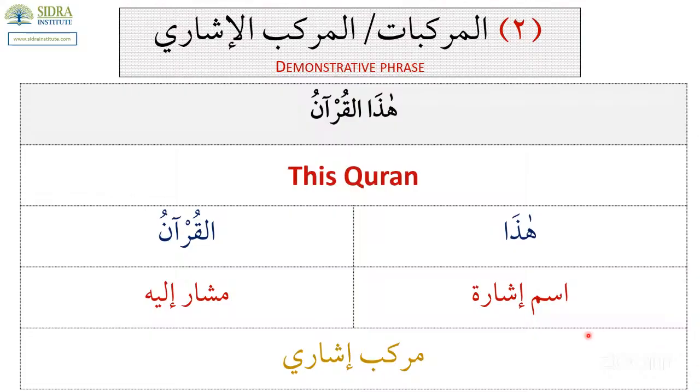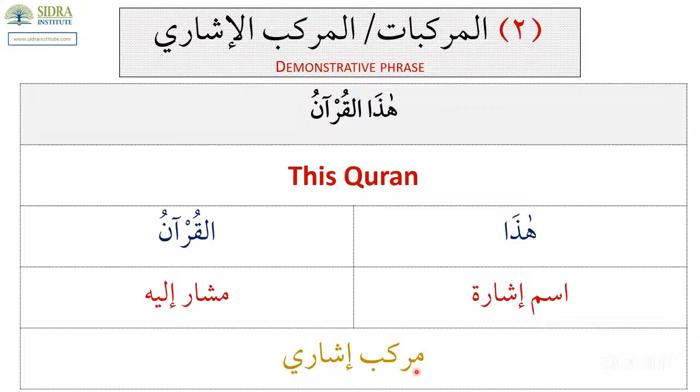And here we use the example of hada. This is used for close. Even if we were to use the word dhalika, it will still fall under a demonstrative phrase, because it's one of the asma'ul ishara. So this Quran, hada will be ismul ishara, al-Quran will be musharun ilayh, and it becomes murakkabun ishariyun.